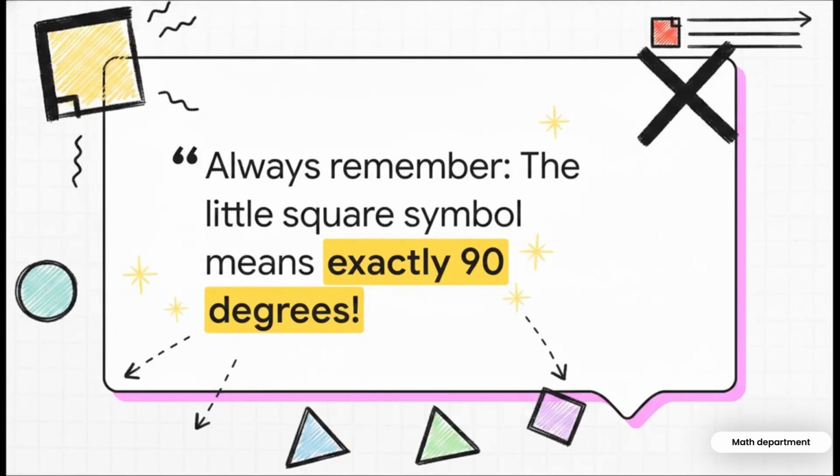Now, before we solve a problem using this new rule, we really need to talk about a massive trap. Always remember that little square symbol means exactly 90 degrees. You've got to be careful here because so many students make a mistake in this step on exams. They just forget to include the 90-degree value in their equation simply because it's drawn as a symbol instead of a number. If you miss that little box, your entire 360-degree equation is going to be wrong.